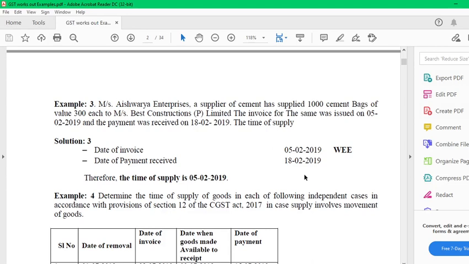Here the date of invoice, 5/2/2019, and the date of payment, 18/2/2019, should be taken into account. Here only two pieces of information are given: one is the invoice date, the other is the payment date. Therefore, whichever is earlier is the time of supply.